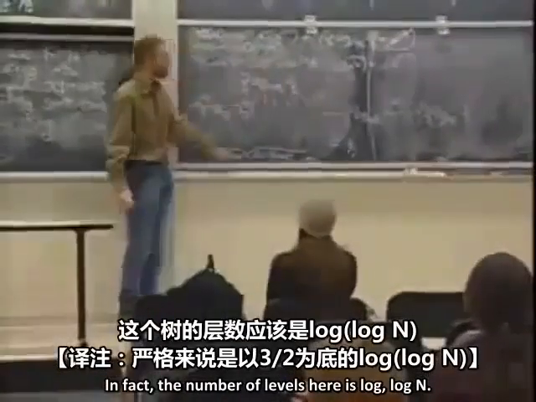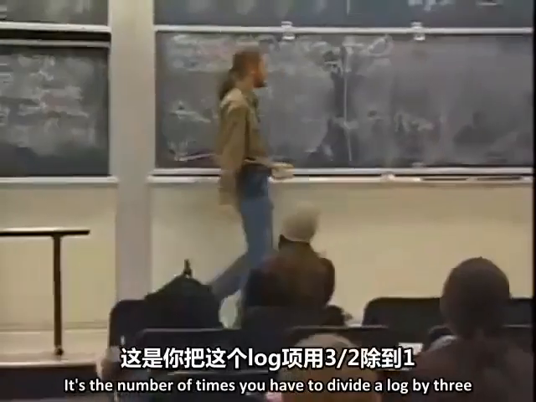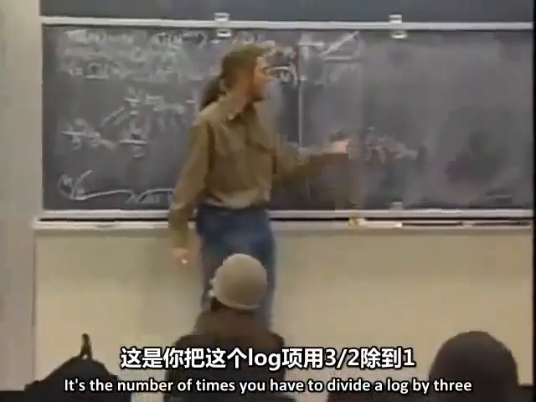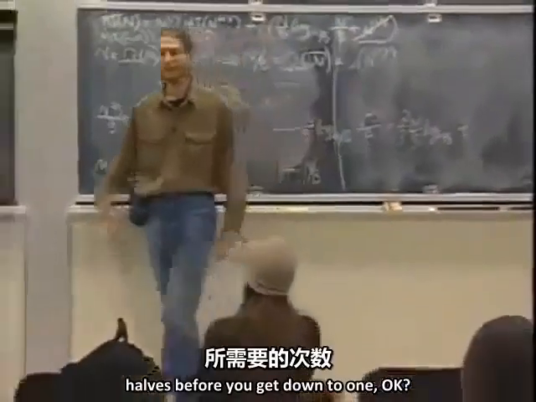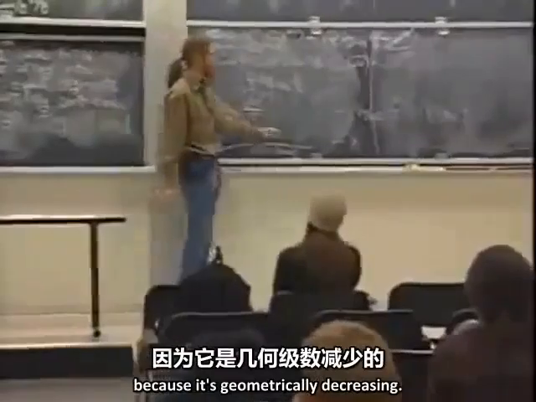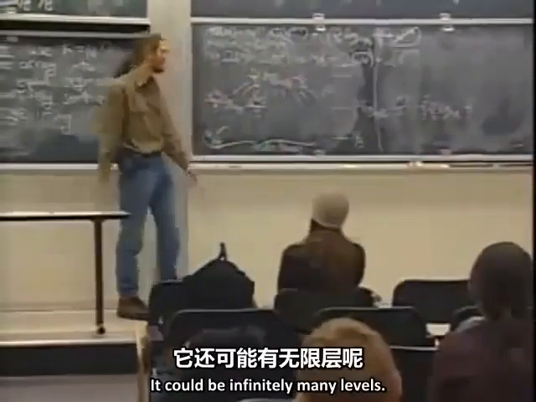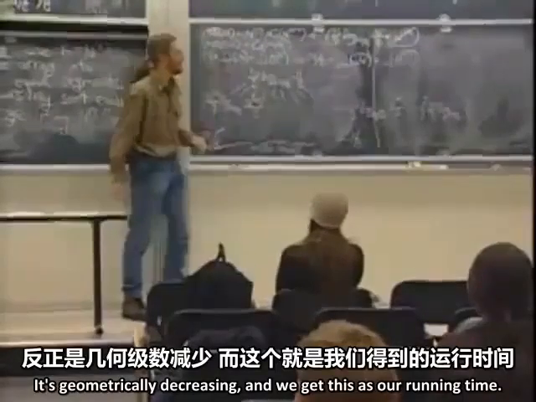In fact, the number of levels here is log log n. It's the number of times you have to divide a log by 3/2 before you get down to 1. Okay, so we don't actually need that. We don't care how many levels there are because it's geometrically decreasing. Could be infinitely many levels. It's geometrically decreasing. And we get this as our running time.